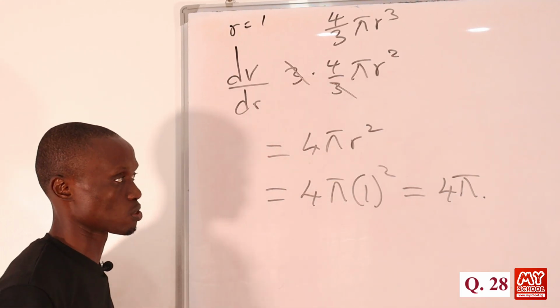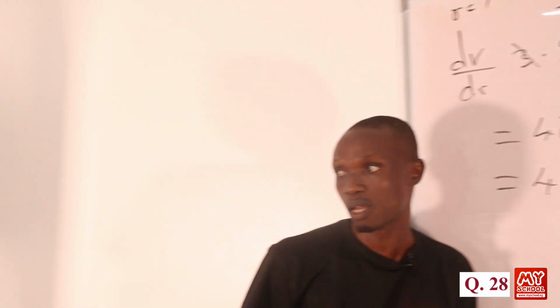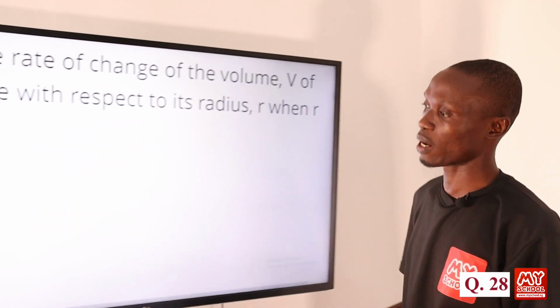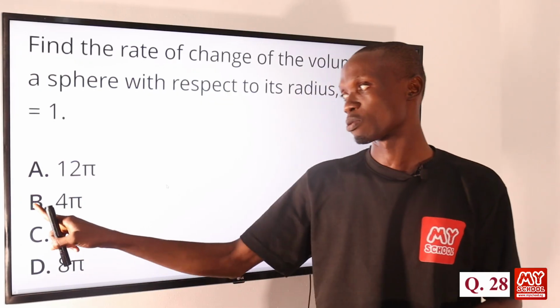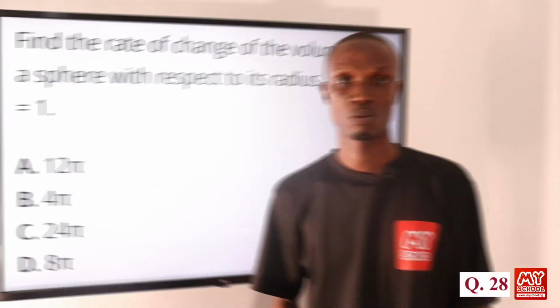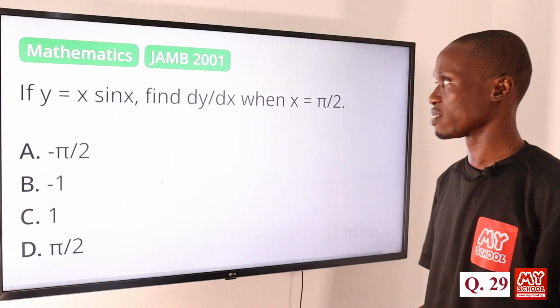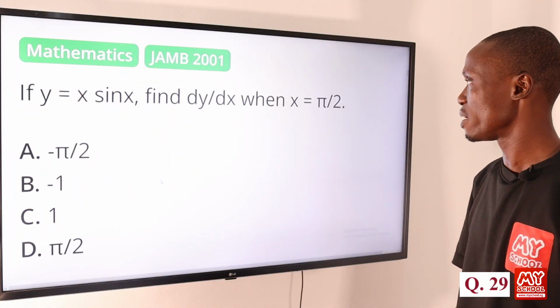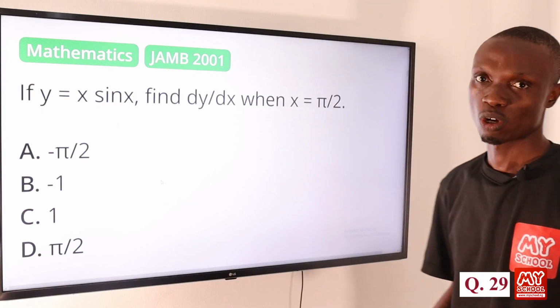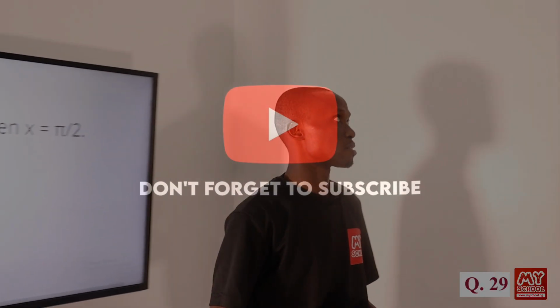So let's return to the screen to pick the correct answer to this question. From our calculation, we got 4 pi. So that makes option B the correct answer to this question. Question 29. If y is equal to x sine x, find dy/dx when x is equal to pi over 2. So let's move to the board to provide the answer to this question.